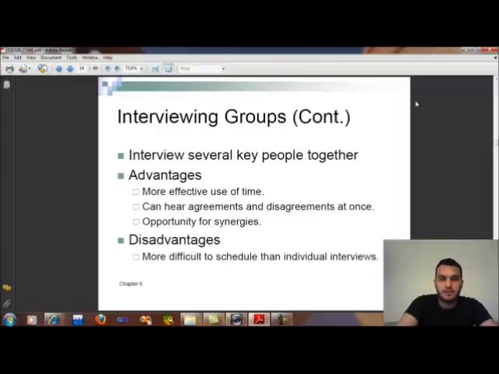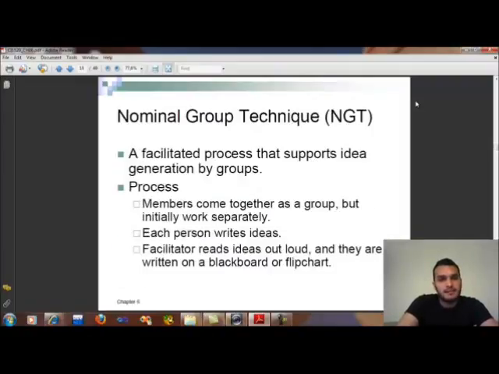And interviewing several key people together has the advantages of more effective use of time, and you can hear agreements and disagreements at once, and an opportunity for synergies. And the disadvantage is that it is more difficult to schedule than individual interviews.